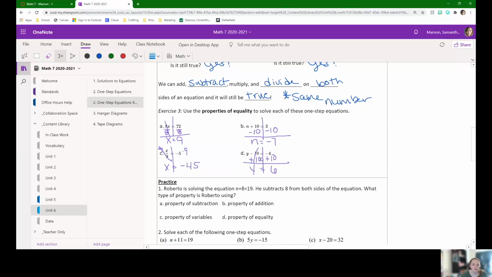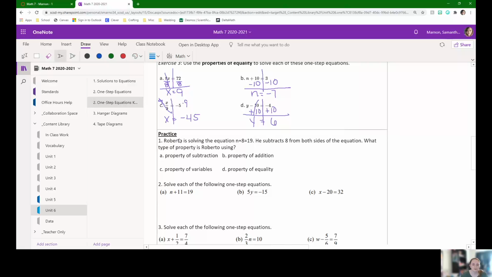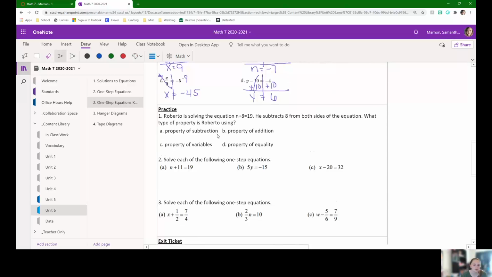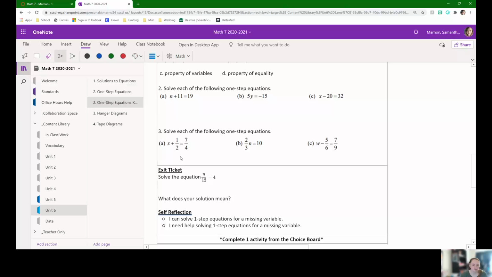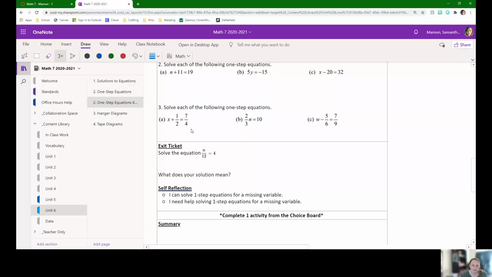So that's it for our notes. So you have some practice problems. You have this first one, which is multiple choice. What's the property being used? And then you have number 2, you have a couple one-step equations. And then number 3, you have more one-step equations, but now they look harder because they have fractions. But we can use our calculator. Fractions are just numbers. We don't need to be worried about them.